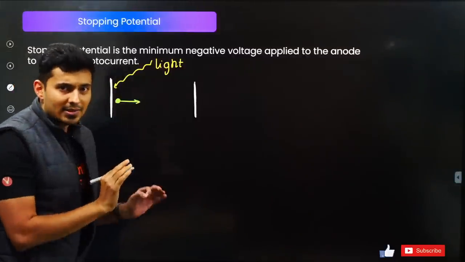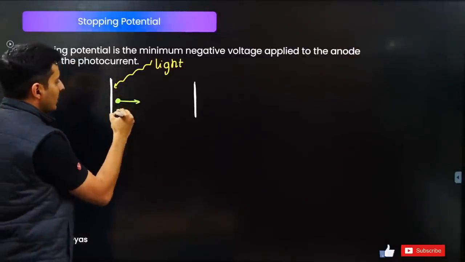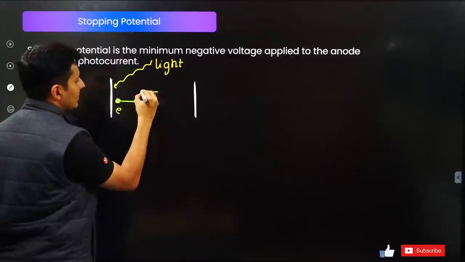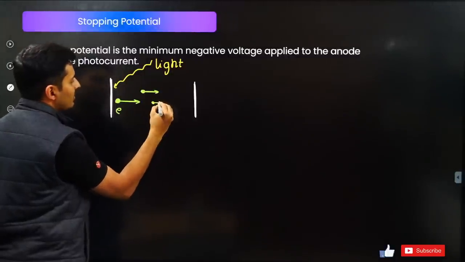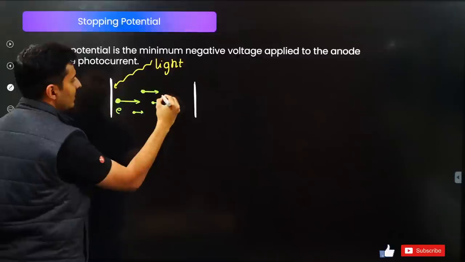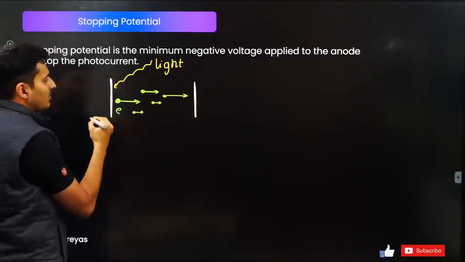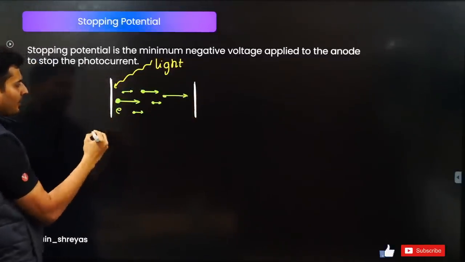Now, answer the following. Electrons are coming out of it like this. All electrons do not have the same speed. Some have very large speed. Some have very small speed. So all kinds of electrons are there.